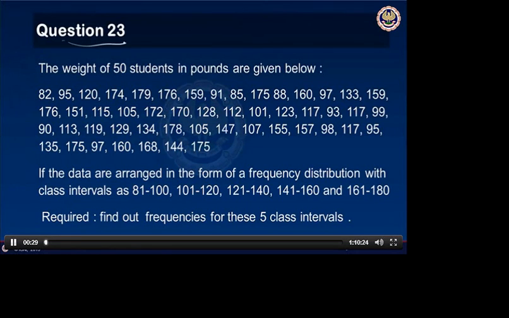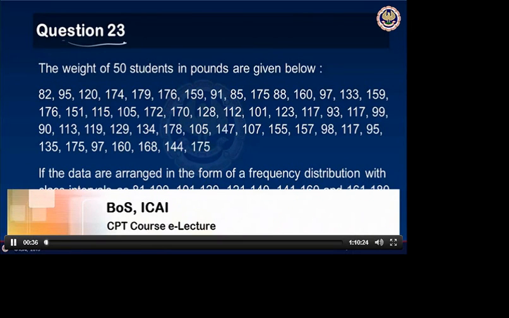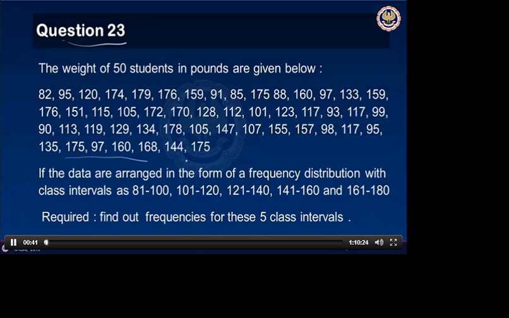Question number 23. The weight of 50 students in pounds are given below. So these are the weights, 82, 95, and there are about 50 students. The weight of all these 50 students in pounds is given in the data. So this is the data. If the data are arranged in the form of a frequency distribution with class intervals of 81-100, 100-120, 120-140, 140-160, and 160-180, then what we are required to find out are the frequencies for these 5 class intervals. So this is the question.